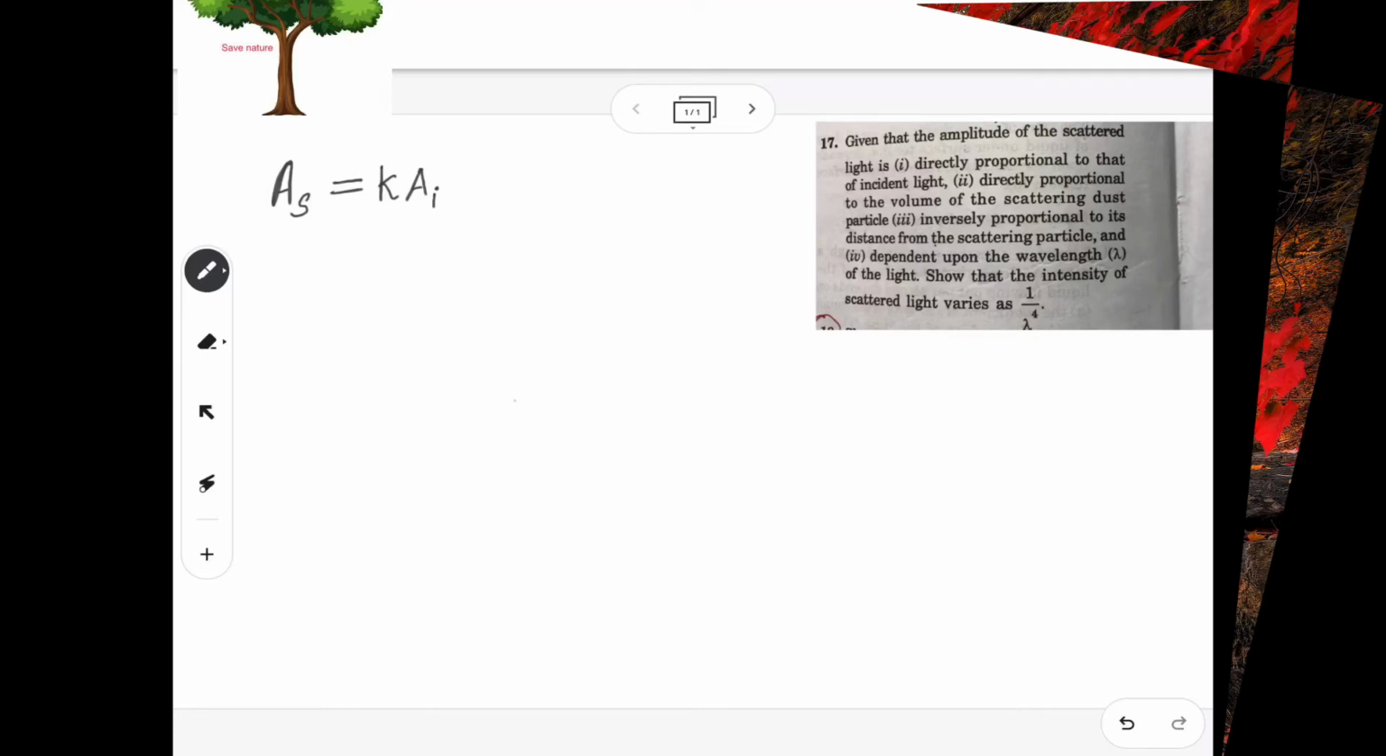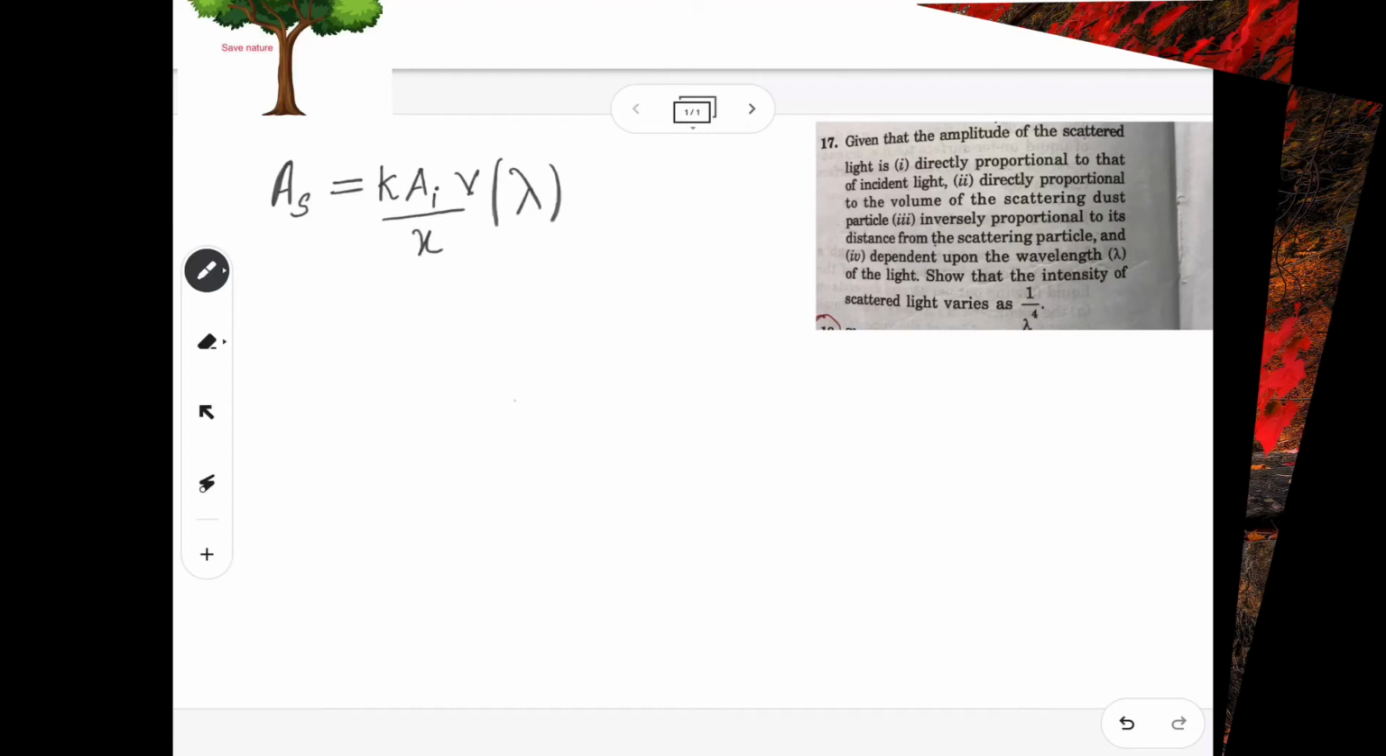Now the second point is directly proportional to the volume of the scattering dust particle. So anyway it is simply the volume. So volume is directly proportional to the amplitude of the scattered light. So I am writing AS equal to V. Now the third point is inversely proportional to its distance from the scattering particle. So inversely proportional. So I am writing 1 by x.